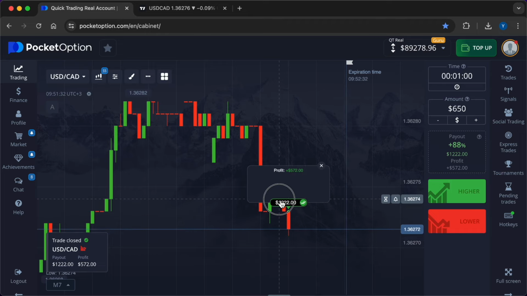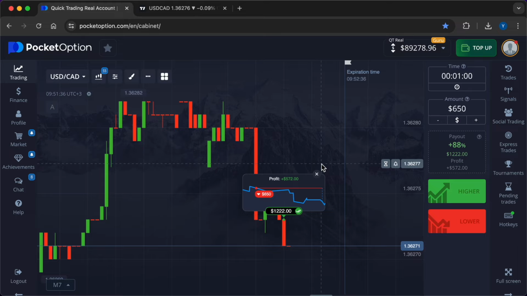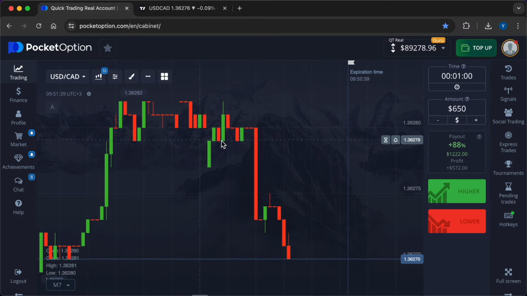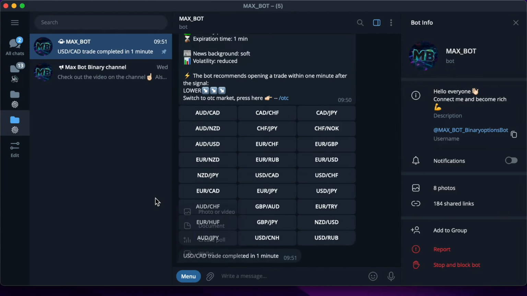In the meantime, the deal has come to an end. It's a success. $572. The total profit for three operations thanks to the robot is $1,337.